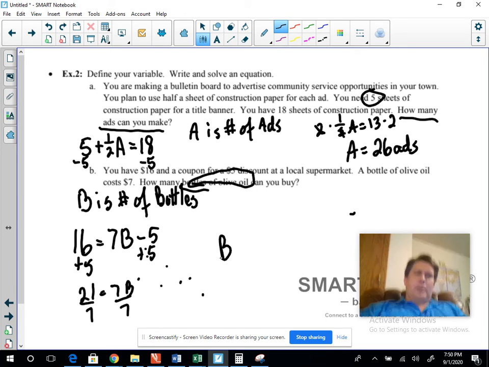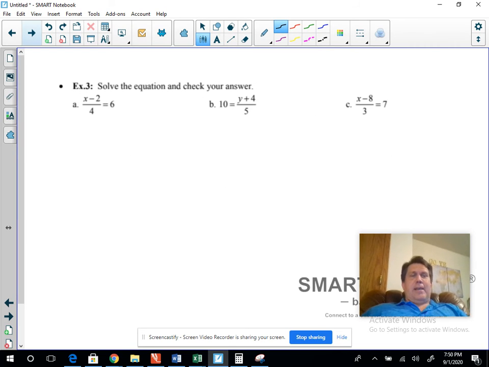and B equals 3. Now you might say, yeah, but you're forgetting about tax. That could be true. We aren't ignoring tax in that equation, but we're going to. So hopefully that makes some sense. Let's look at example 3.